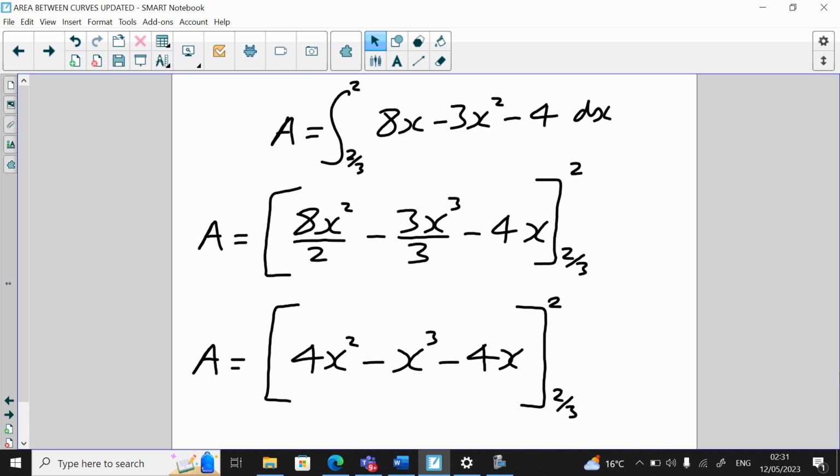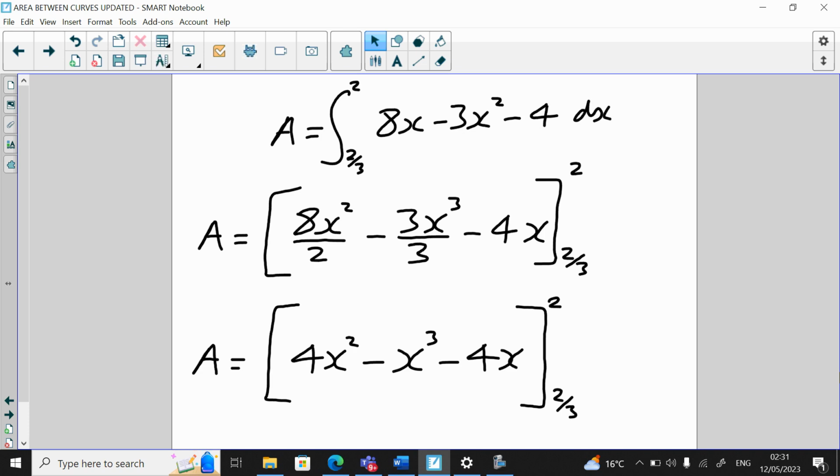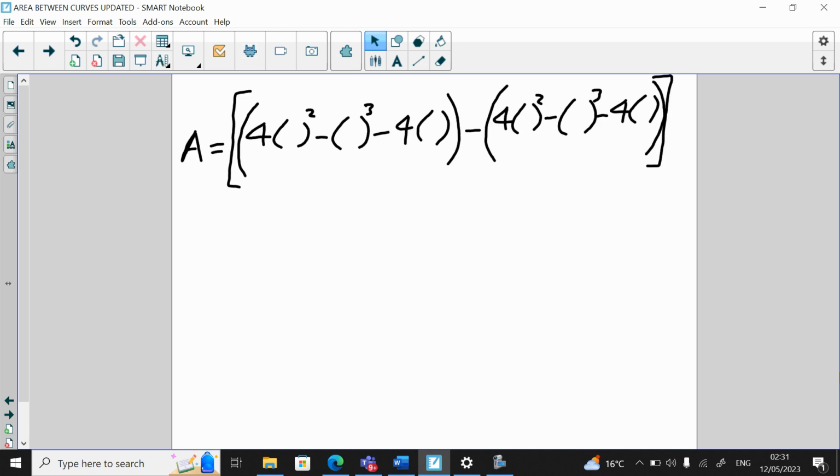So let's copy and paste this on two occasions with a minus between them. That's what we've done here. And let's put in our upper and lower bounds, so 2 and 2/3. So 2 goes into the left hand one, 2/3 goes into the right hand one. Okay, that's the left hand one done, right hand one done.